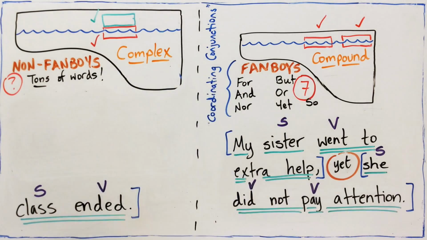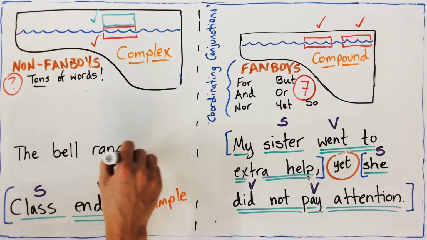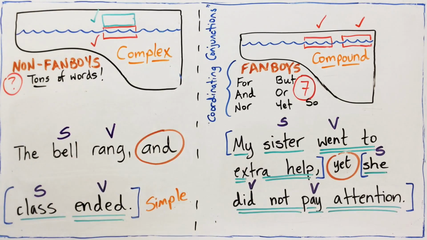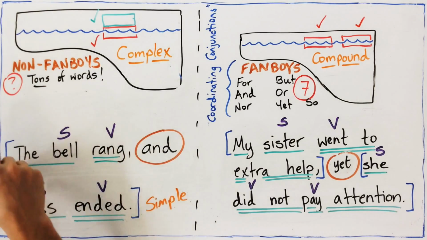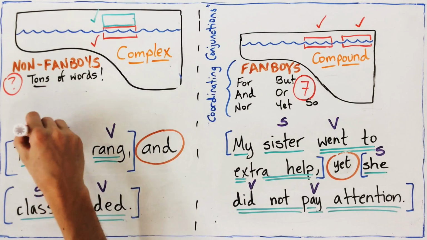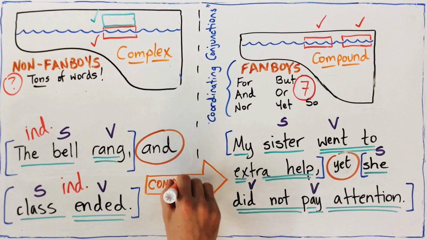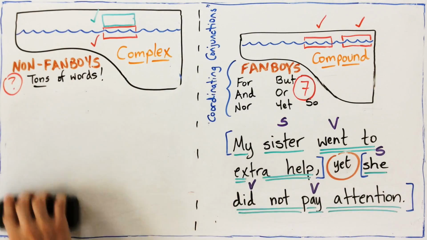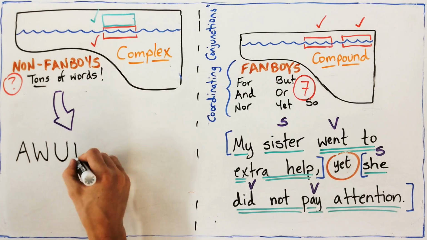Now what if I took after away and left the second clause by itself? Class ended. We're back to an independent clause. It really is just that non-fanboys word that messes everything up. What used to be a dependent clause is now a simple sentence on its own. And then we could turn this into part of a compound sentence by adding a fanboys. The bell rang, clause 1, and fanboys, class ended. Both the bell rang and class ended are independent because there's a fanboys in between them and they can be sentences by themselves. So we're back to a compound sentence. It's all about the words in between. Do you have a fanboys or a non-fanboys or a clause all by itself?